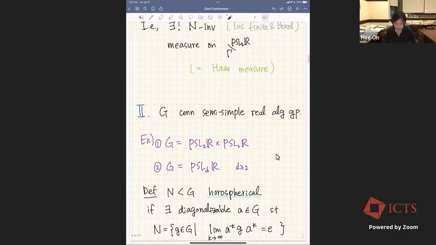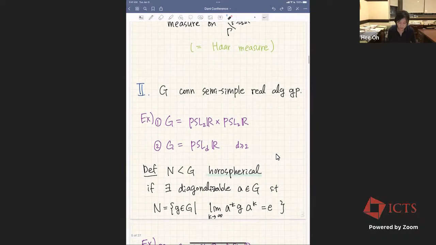Now for general semi-simple real algebraic groups, we consider G, say a general connected semi-simple real algebraic group. Again, I'll keep talking about these two examples. We can consider G, which is the product of two PSL2R. This one has rank 2. Or we can consider PSL_d(R), where d is any number bigger than or equal to 2, and this one has rank d-1.